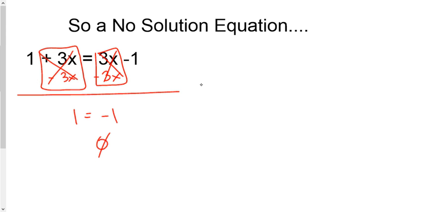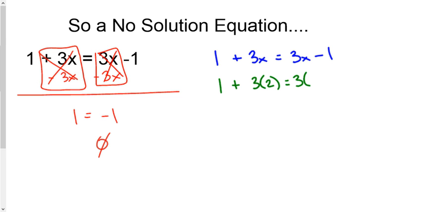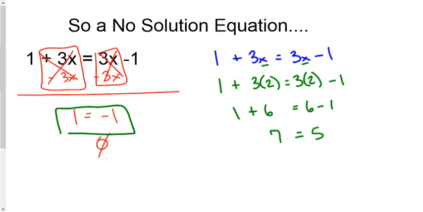So let's come over here, and just like we did on the last one, let's plug in any number that you can think of to see if we can make it true. Let's use green here. Let's just say that x was 2. And so we plug in wherever there's an x, we make it a 2. And quickly we see that these two sides are not going to be equal to each other. 7 equals 5. Again, these two sides are not equal to each other.